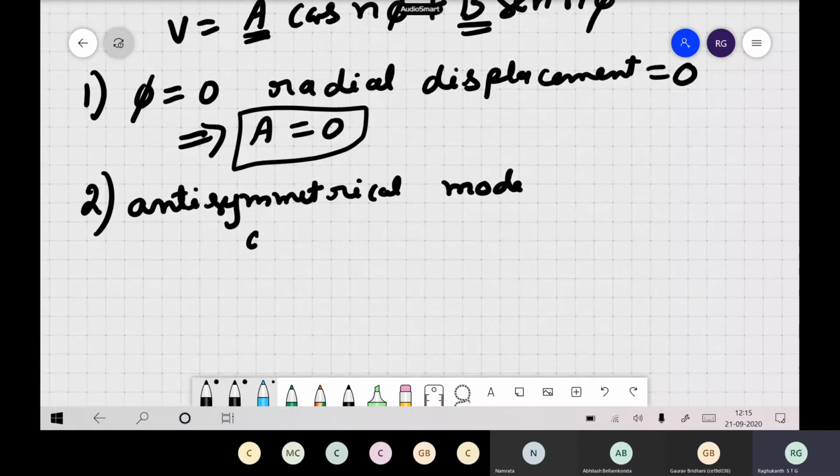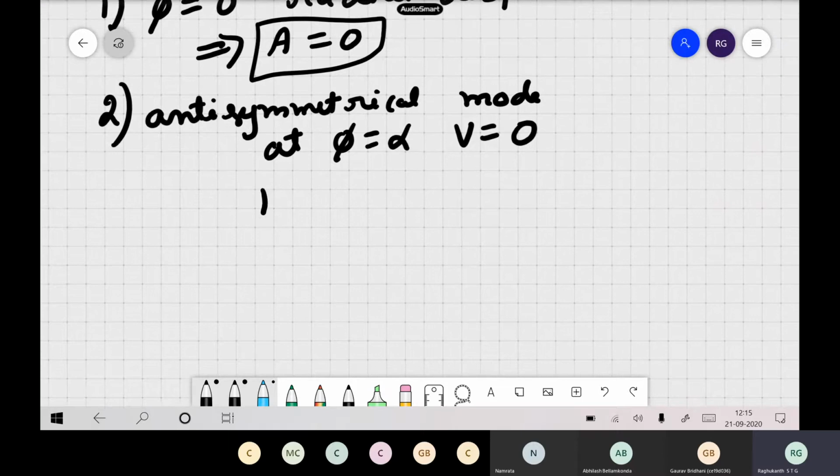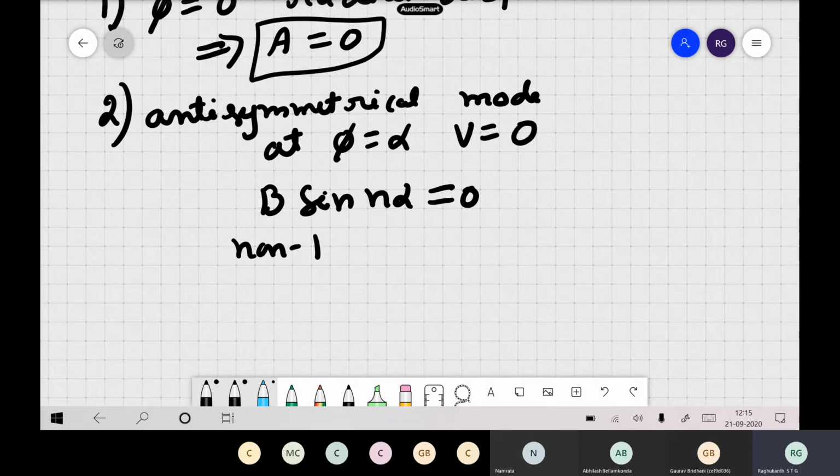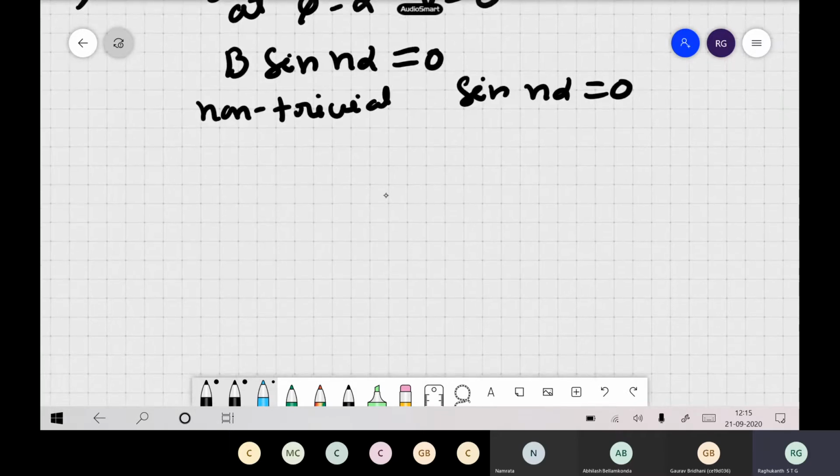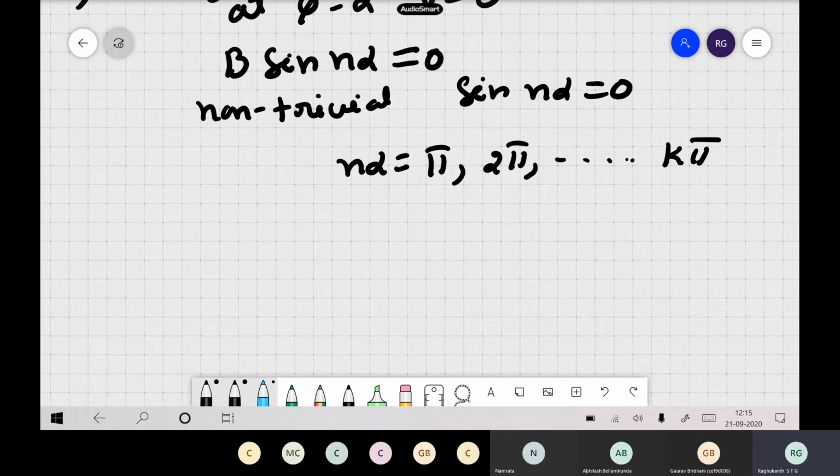So at phi is equal to alpha, v is 0. This is also another condition. If you substitute, b sin n alpha is equal to 0. Anyway, b equal to 0 is a trivial solution. So for the non-trivial case, sin n alpha is equal to 0. So your roots become pi, 2 pi, like that. Several roots come into the picture, k times pi. So if you take n as pi by alpha as the lowest root.